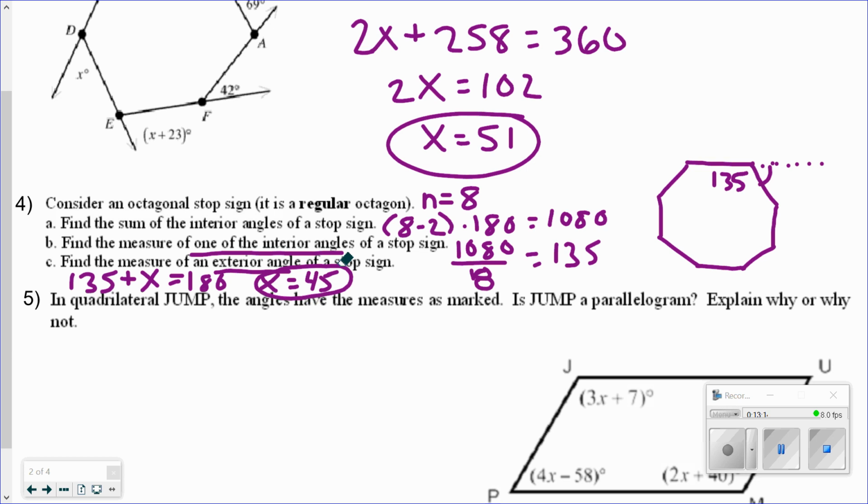We could have also done this by taking 360, which is the sum of the exterior angles, and just dividing by the number of sides, which is 8. If you do that, you'll also get 45.